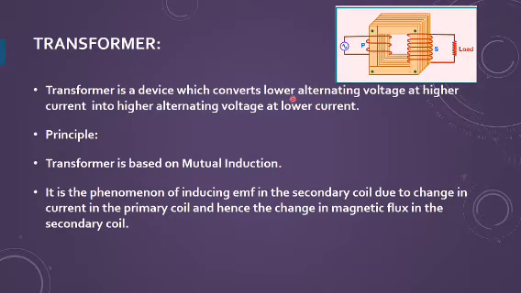So we are simply raising the alternating voltage from lower to higher, or vice versa, and the value of current will go the other way. If we convert low voltage at higher current, it will become higher voltage at low current, and vice versa. So we are simply converting AC into AC, either raising the voltage or decreasing it, and accordingly we have step up and step down transformers.